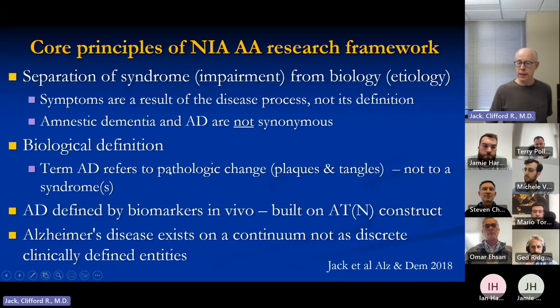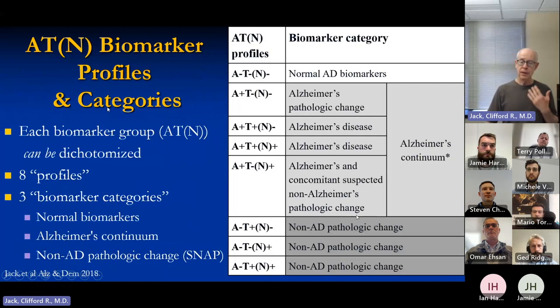So if Alzheimer's disease then is going to be defined by the underlying neuropathology, what to do in vivo? The obvious answer is biomarkers. And as I've mentioned, the 2018 NIA-AA research framework was built on this ATN construct. So if you have three different classes of biomarkers, A, T, and N, each one can be dichotomized, doesn't have to be, but can be dichotomized, then that just leads to eight different permutations, plus minus permutations, which you see in this column right here, A plus, T minus, and so on. And these eight, we called them eight profiles. These can be then further lumped into three main categories.